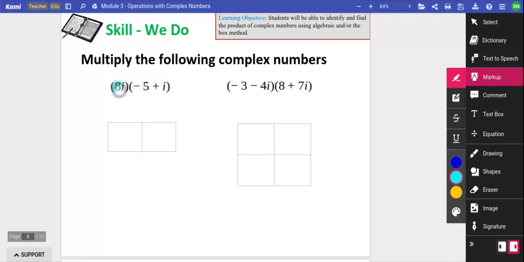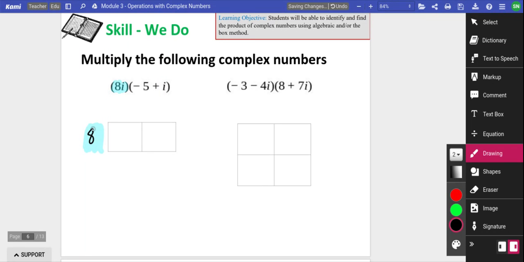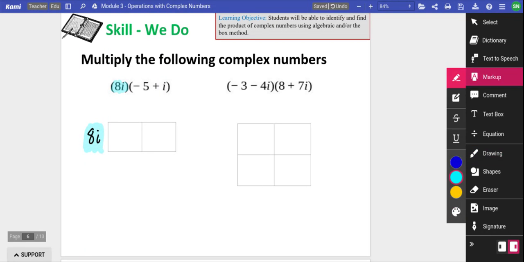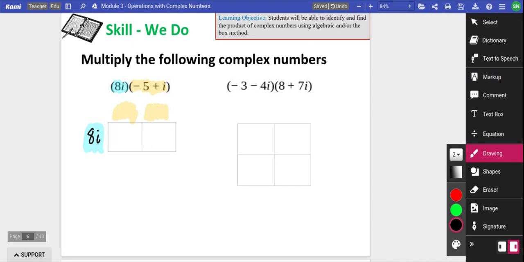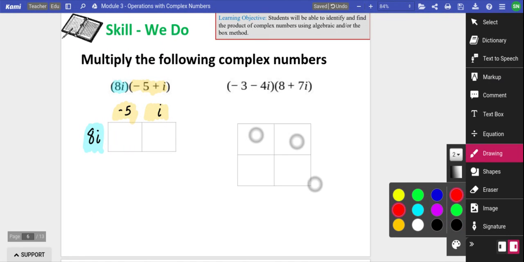We'll start by placing the term in the first parentheses on the left and the two terms in the second parentheses at the top. This is a -5 and this is a positive i. Remember, if there's no number, pretend that there's a 1.